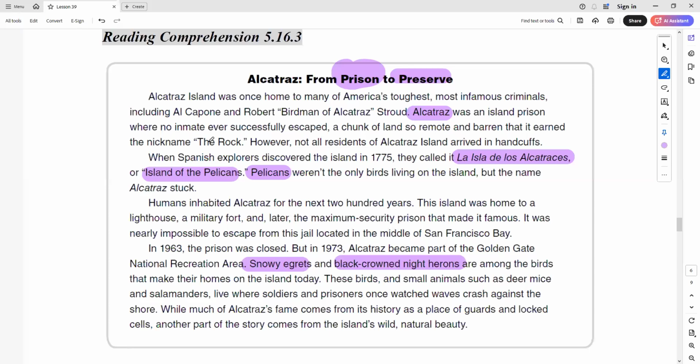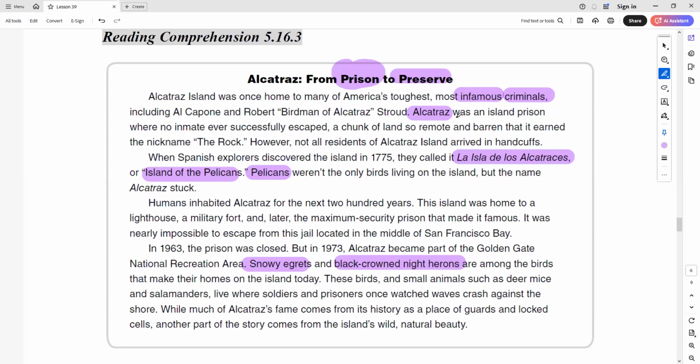So Alcatraz Island was once home to many of America's toughest, most infamous. 什么是 infamous 呢？infamous 就是恶名昭彰的。In other words, it means notorious. famous 是著名，infamous 不是不出名，也是出名，但是它是出名坏的。So most infamous criminals. criminals 是罪犯。Most infamous criminals, including Al Capone and Robert Birdman of Alcatraz Stroud.